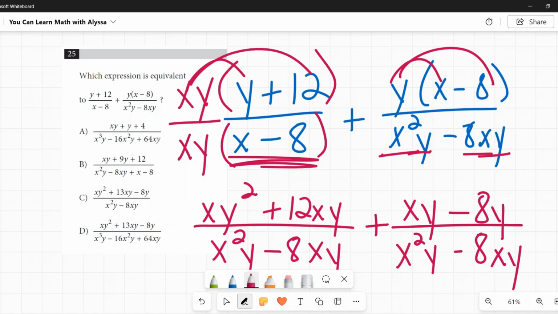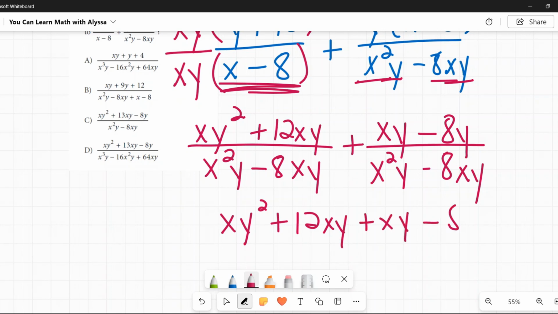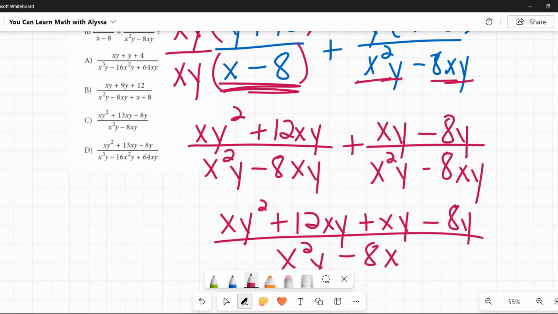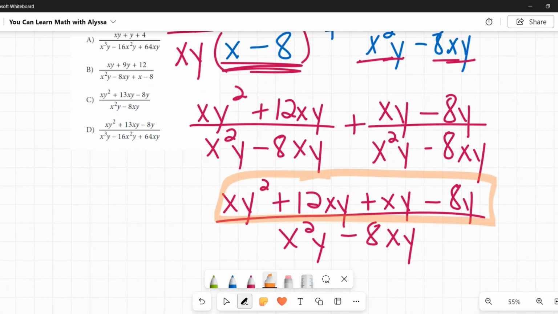Now I can combine because they have the same denominator. So I'm going to have xy squared plus 12xy plus xy minus 8y, all over x squared y minus 8xy. There we go. Okay, now I'm looking up here. Can I simplify any further?